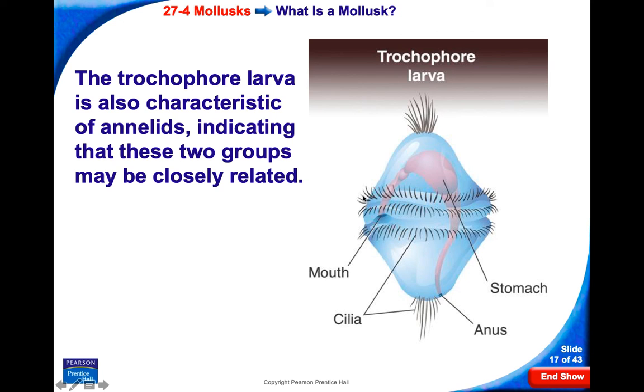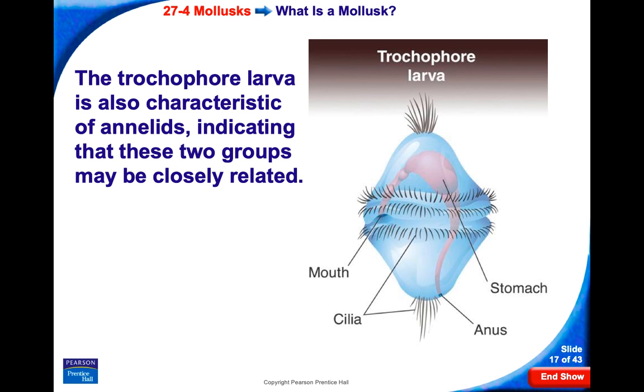Now this trochophore larva is actually also characteristic of annelid worms. There are a lot of annelids that reproduce in the same way, and that's actually a reason why mollusks are a good thing to talk about after we just went over annelids. There's evidence to show that they might be closely related because of this developmental feature.